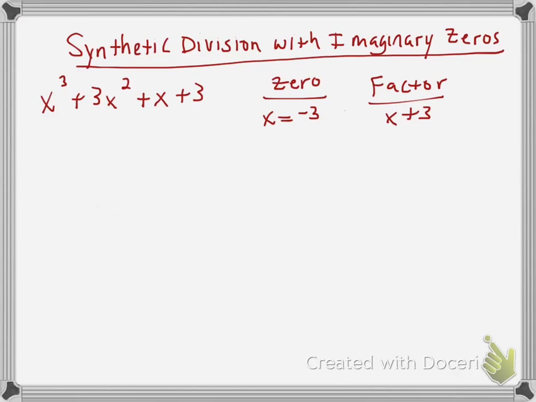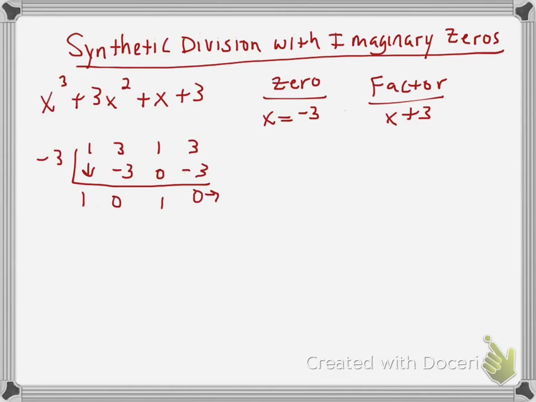Now we're going to use our zero value, which is negative 3, and use that to synthetically divide. So remember, we're going to make sure that we have all our values. I have a cubed, squared, linear term, and a constant term. No placeholders needed, so use your coefficients, 1, 3, 1, and 3. Remember, drop the 1 down. Outside numbers get multiplied, inside numbers add, and just keep repeating that process until we finally exhaust all options. Now remember, we already told you that this is a zero, so your remainder should be equal to 0 at the end. All right?